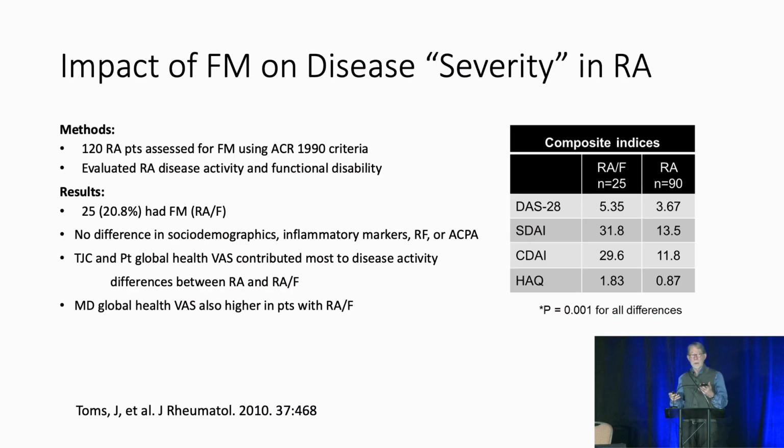Now we get toward, does it matter? Here is a study of rheumatoid arthritis patients in which about 20% were considered to have fibromyalgia. And as you can see in the table on the right, various measures of rheumatoid arthritis that have subjective elements within them, such as the DAS28, the SDI, CDI, even the HAQ score, are all twice as severe in the patients who have fibromyalgia along with their rheumatoid arthritis versus those that aren't considered to have concomitant fibromyalgia.